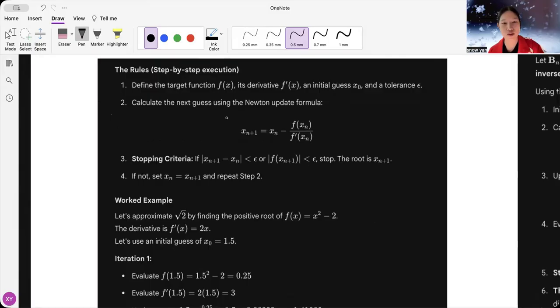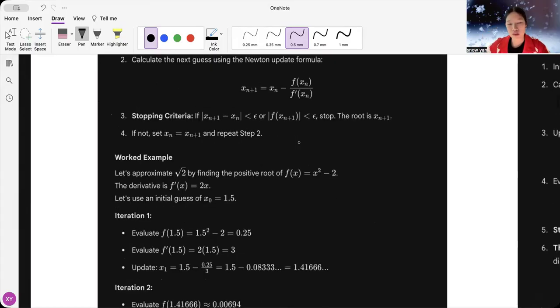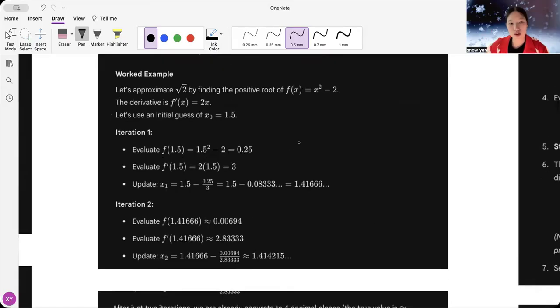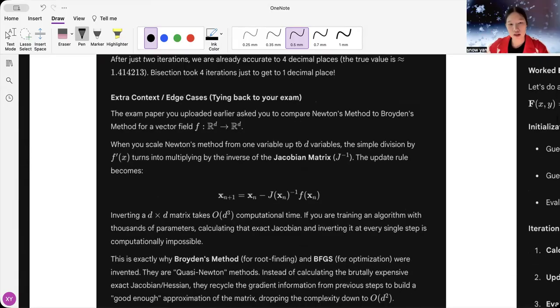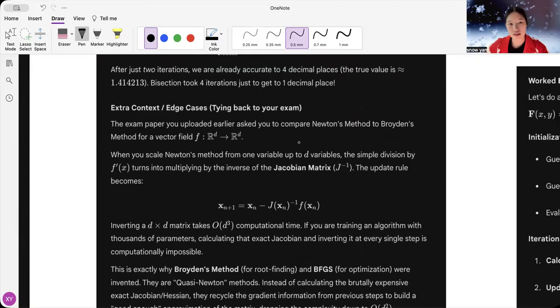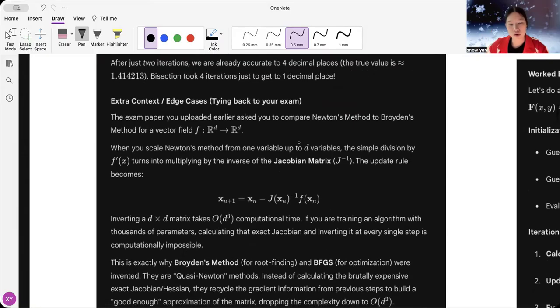And then this is the update formula. x of n plus 1 is equal to xn minus f of xn divided by f prime of xn. So that's the formula for it. And if it's multi-dimensional, it would be x of n plus 1 equals xn minus the inverse of the Jacobian of f, times f of xn.